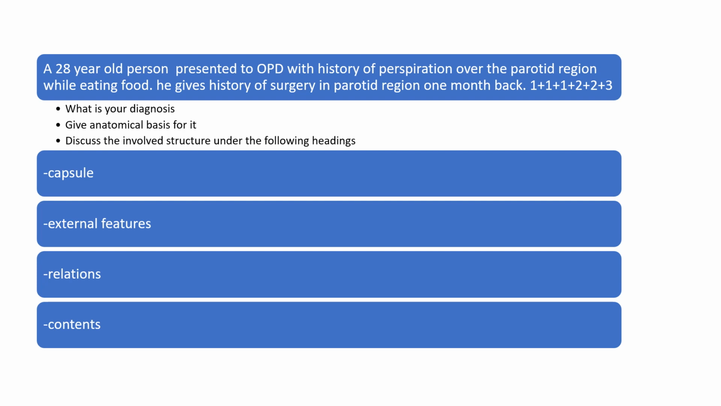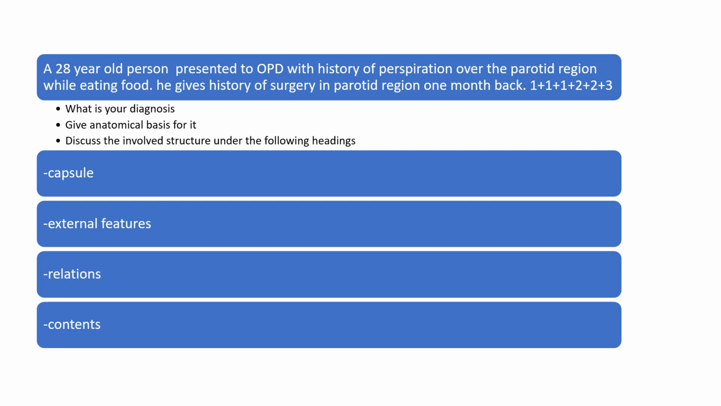Now this is a case scenario. A 28-year-old person presented to OPD with history of perspiration. Perspiration means sweating over the parotid region while eating food. He gives history of surgery in the parotid region 1 month back. What is your diagnosis? Actually, these are symptoms of Frey's syndrome. We'll be discussing it in the next few slides. The anatomical basis for it, again, we'll be discussing later.